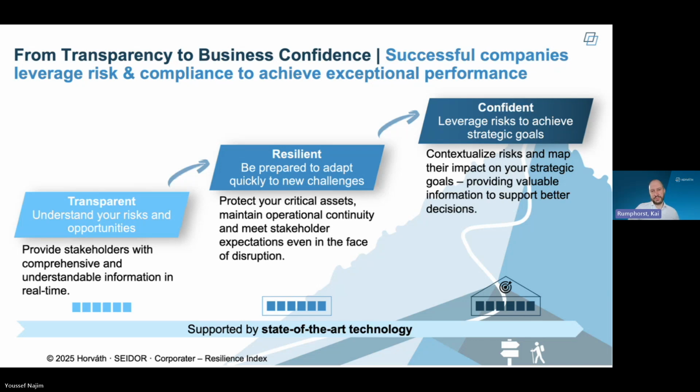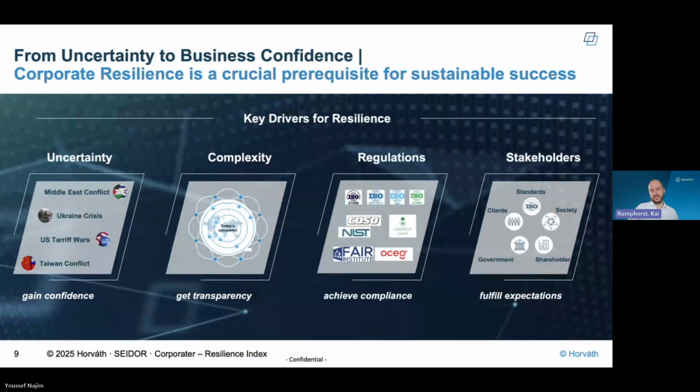And why would you do that? You can see it on the next slide. So you have different key drivers for resilience. Those are also, let's say, incorporated into the National Resilience Index, but you have uncertainty all over. You have your own conflicts in the area, but you also have crises and wars all over the world. You have the US tariff wars, the Taiwan conflict, just as some examples. There are many, many more. But all of them have an impact on your company and on how you do business.